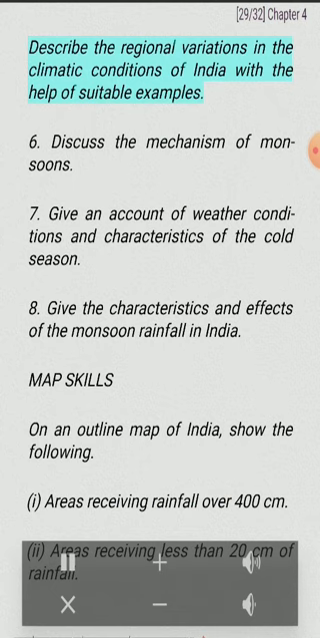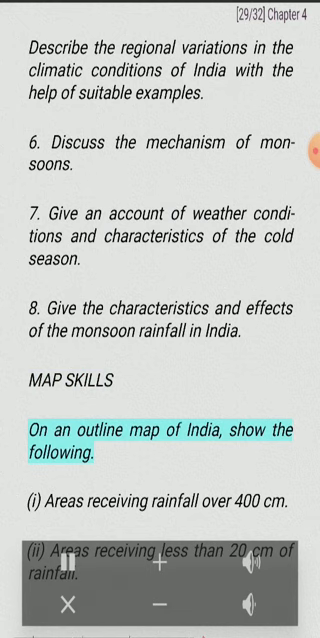5. Describe the regional variations in the climatic conditions of India with the help of suitable examples. 6. Discuss the mechanism of monsoons. 7. Give an account of weather conditions and characteristics of the cold season. 8. Give the characteristics and effects of the monsoon rainfall in India.